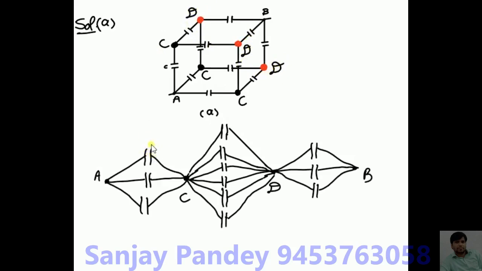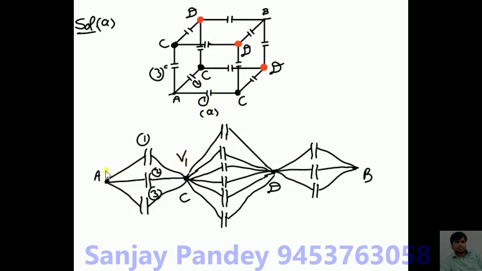Now a simple diagram for this network is given here. Between points A and C there are 3 capacitors. Let this be capacitor 1, capacitor 2, and capacitor 3. Similarly, between points C and D, the C points are at the same potential, equipotential points, and the D points are also equipotential points. So let us denote the potential at point C by V1.